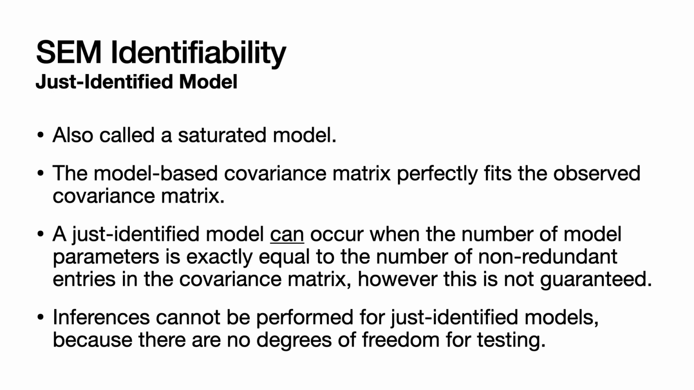Even if the number of model parameters is exactly equal to the number of non-redundant entries in the covariance matrix, it may be that the model is not just identified. It may be unidentified. Now, even if a model is just identified, inferences cannot be performed for just identified models because there are no degrees of freedom remaining for any kind of a test. All the degrees of freedom have been used up in fitting the model by estimating the parameters.